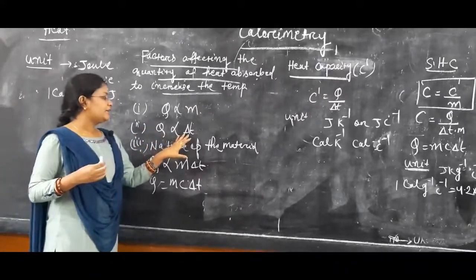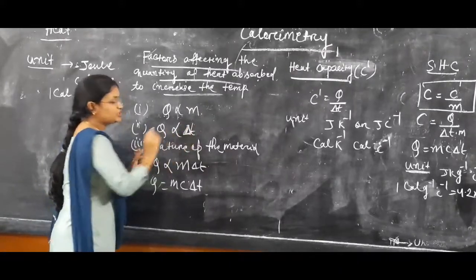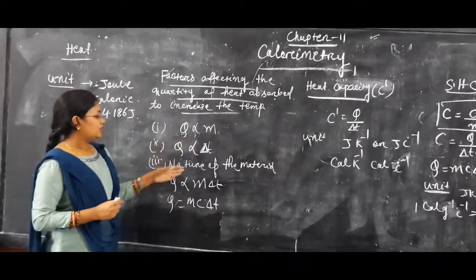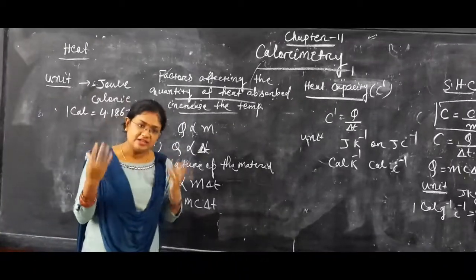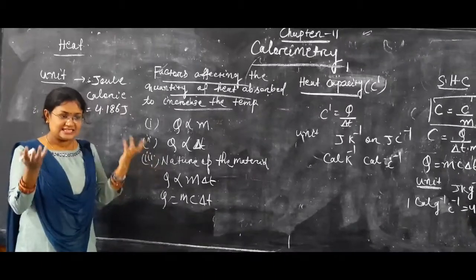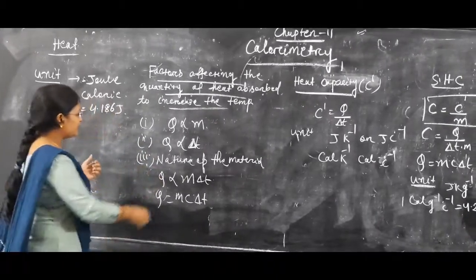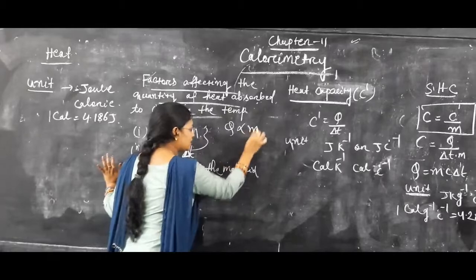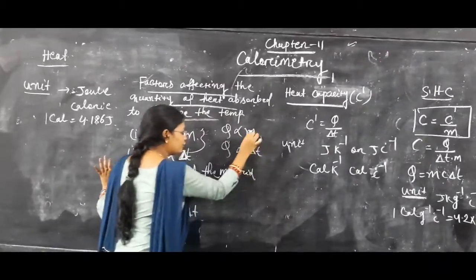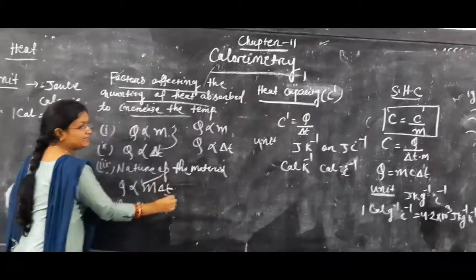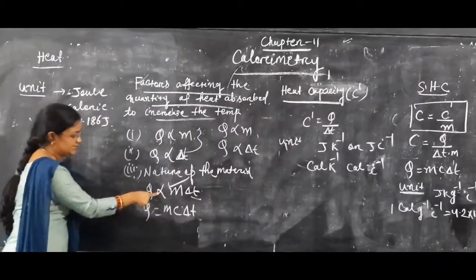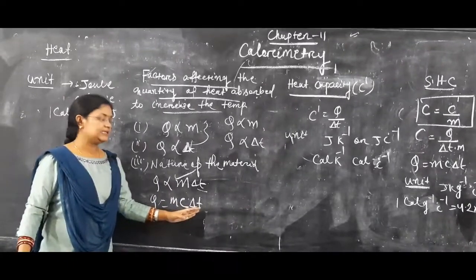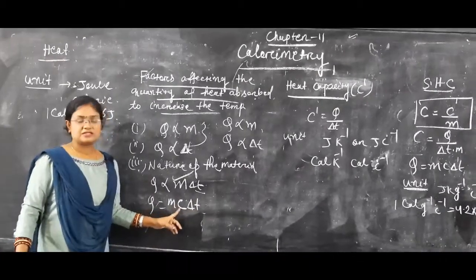And Q is also directly proportional to delta T. This delta stands for change. Delta T is your change in temperature, or increase in temperature. Also the heat depends on the nature of the material. Different materials need different amounts of heat to increase their temperature. So if I combine these mathematically, Q is directly proportional to m, and Q is directly proportional to delta T, so Q is directly proportional to m delta T. To remove the proportionality sign, we need one constant, and that constant is c. So Q equals m c delta T, and c is your specific heat capacity.